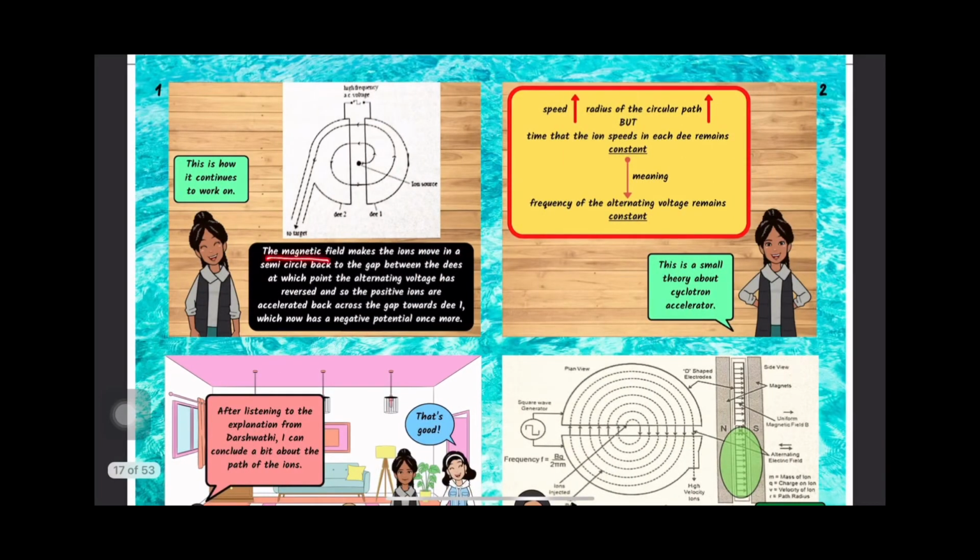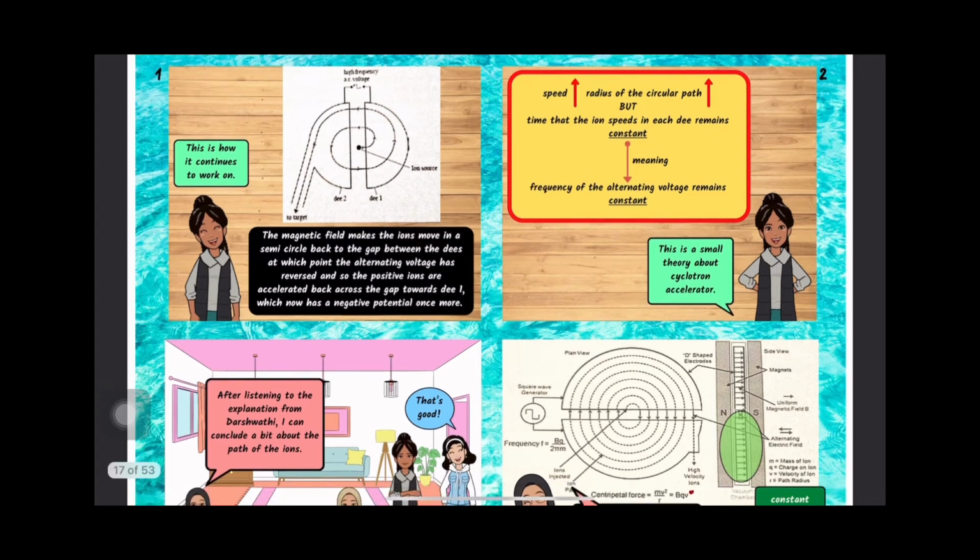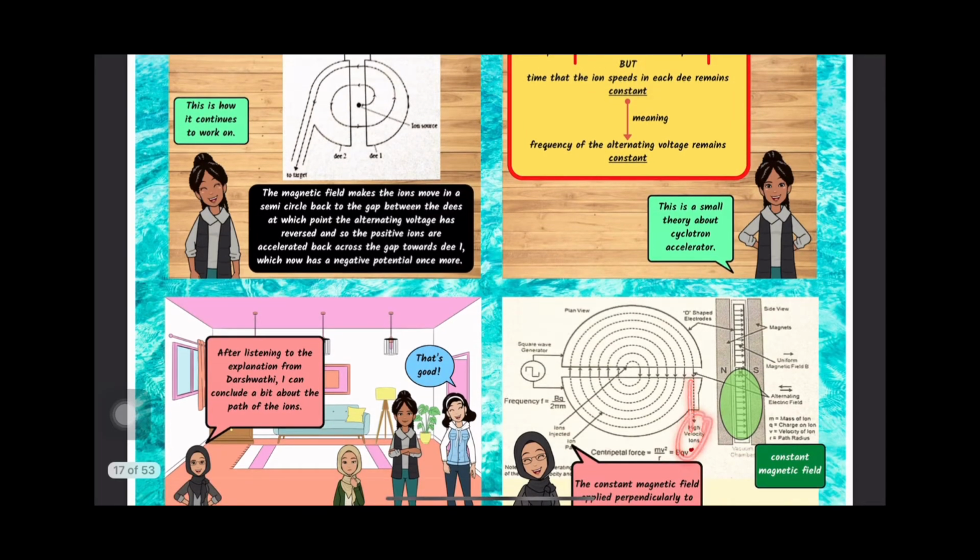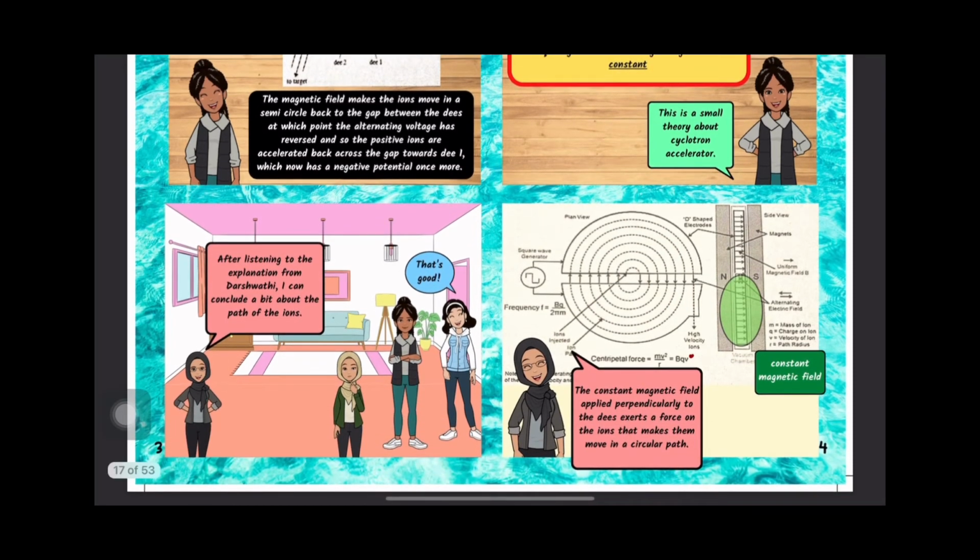Okay, so the magnetic field makes the ion move in a semicircle back to the gap between the discs, at which point the alternating voltage has reversed, and so the positive ion is accelerated back across the gap toward D1, which now has a negative potential once more. So maksudnya benda ni akan berulang-ulang sehinggalah ion tadi tu keluar, hit the target, keluar pada hujung ni lah. Dan kalau kamu nampak dia punya shape ni macam ni lah. Nampak tak? Dan benda ni tak adalah besar sangat.